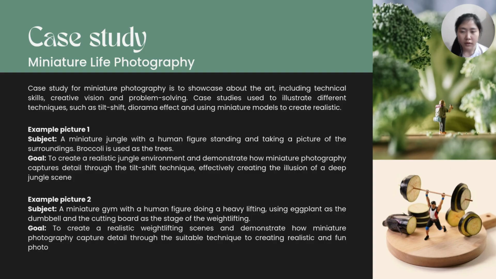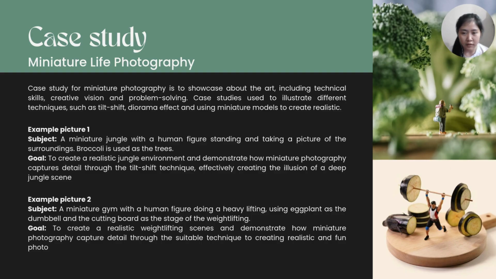For example, picture number one: a miniature jungle with a human figure standing and taking a picture of the surroundings. The broccoli is used as the tree. The goal of this photography is to create a realistic jungle environment and demonstrate how miniature photography captures detail through the tilt shift technique, effectively creating the illusion of a deep jungle scene.